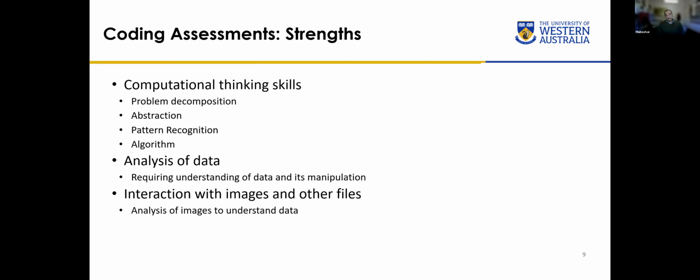Interaction with images and other files. That is one of the very, very biggest strengths, and that's where the projects in my unit actually lie. What I do is that I put up a couple of images, and these images need to be understood. Yes, ChatGPT, DALL-E, and all those tools can understand them, but it is still difficult for them to pinpoint what the things inside are.